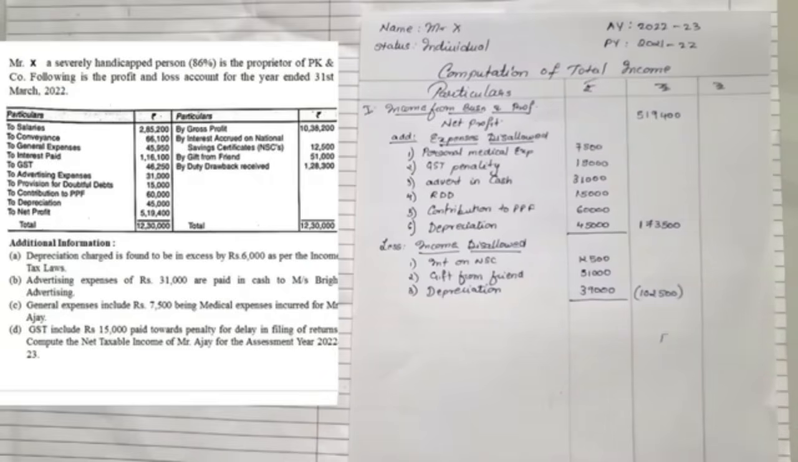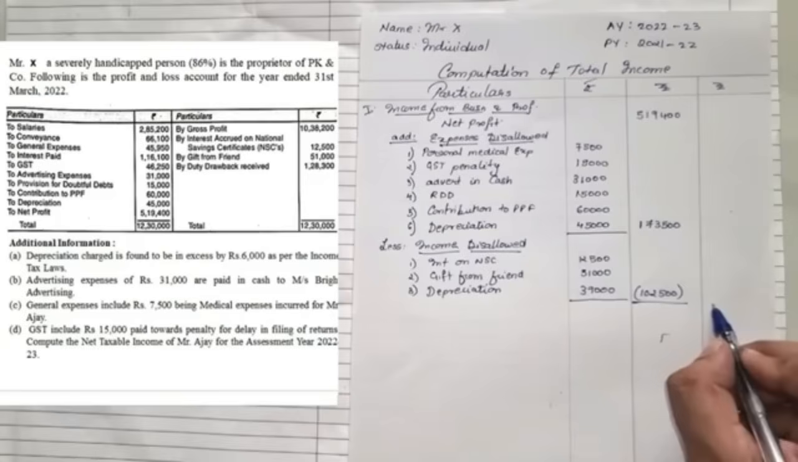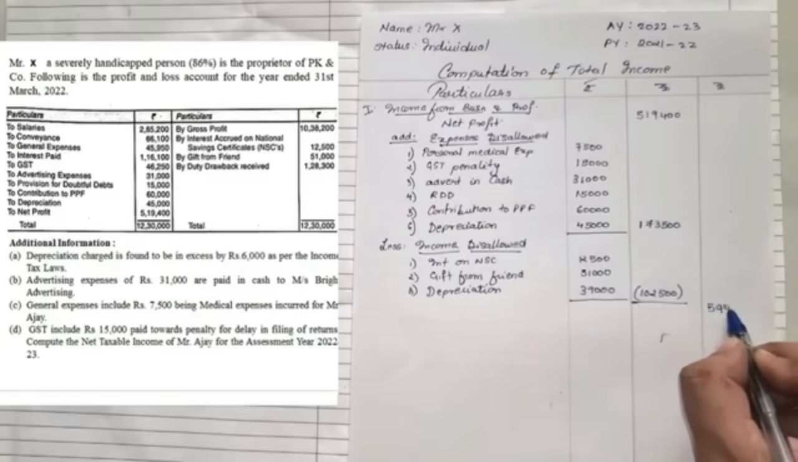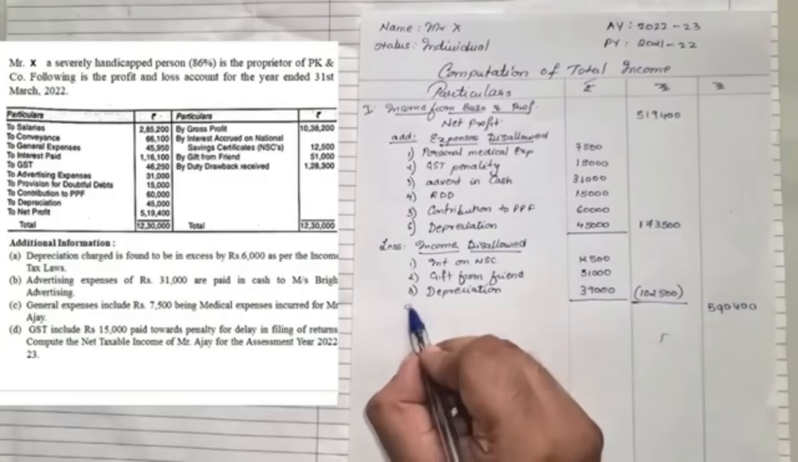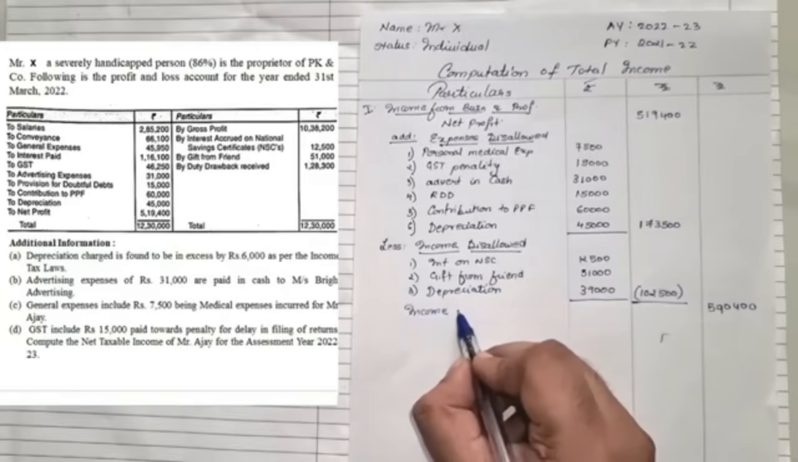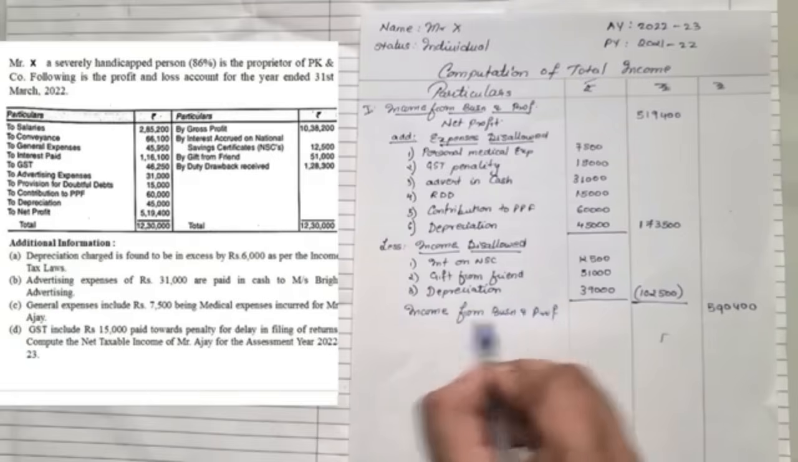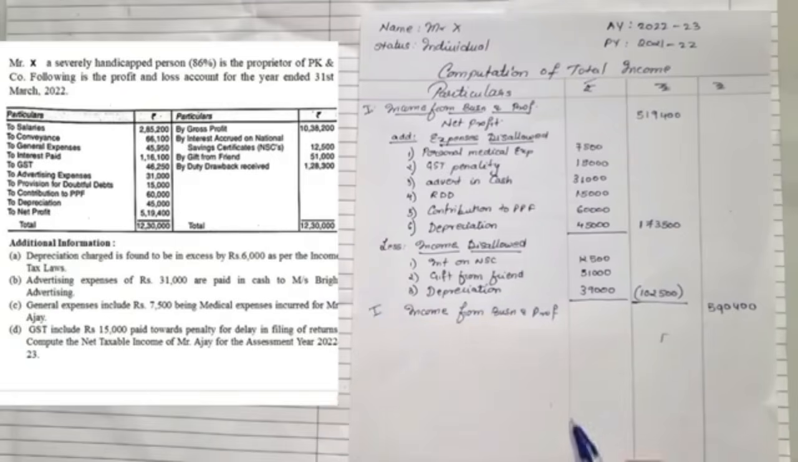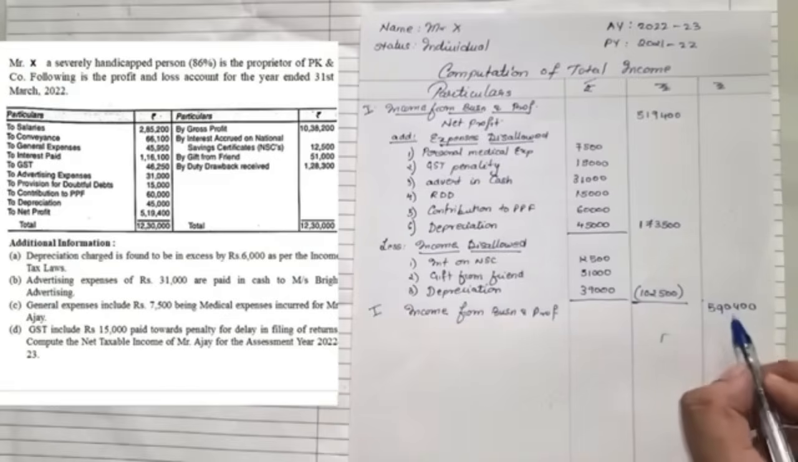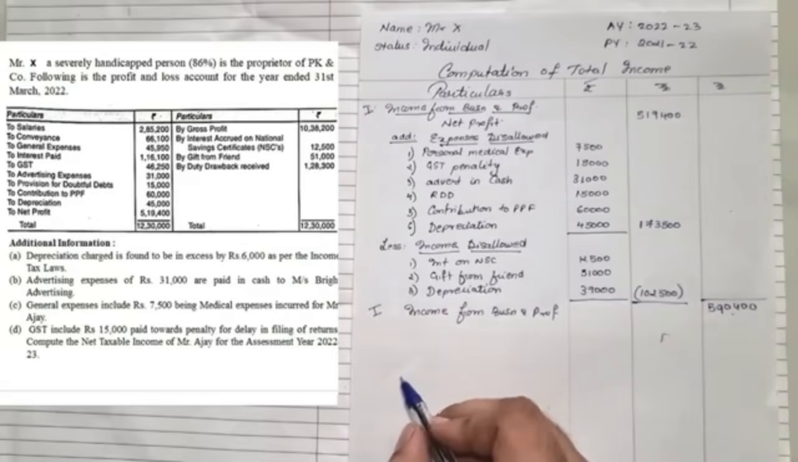So income from business was 5,19,400. Add expenses which are disallowed, less income which is disallowed. The total that should have come was 5,90,400. So that's our income from business and profession. So with that, our first part gets done. So that's my first answer. Okay, that is income from business and profession.